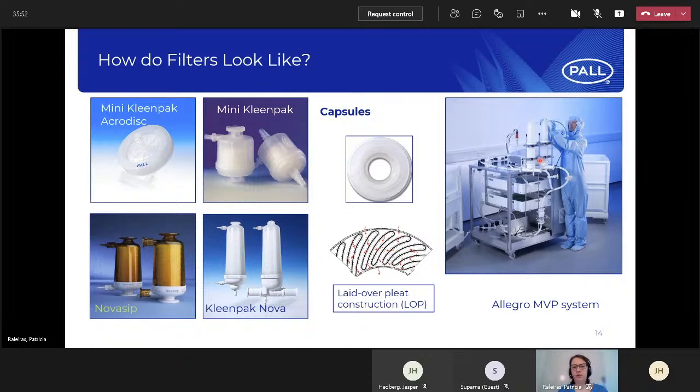These capsules, if you would do a transversal cut on them, you would see that you have a very tightly packed membrane. In fact, even just the size of the core and the size of the packing membrane is something that has been optimized. And one of the things that has also been optimized in filtration technology is how the membrane is folded inside these capsules. And this that is here on the image is a so-called laid over pleat construction, which really allows to pack a lot of membrane area inside a single device.